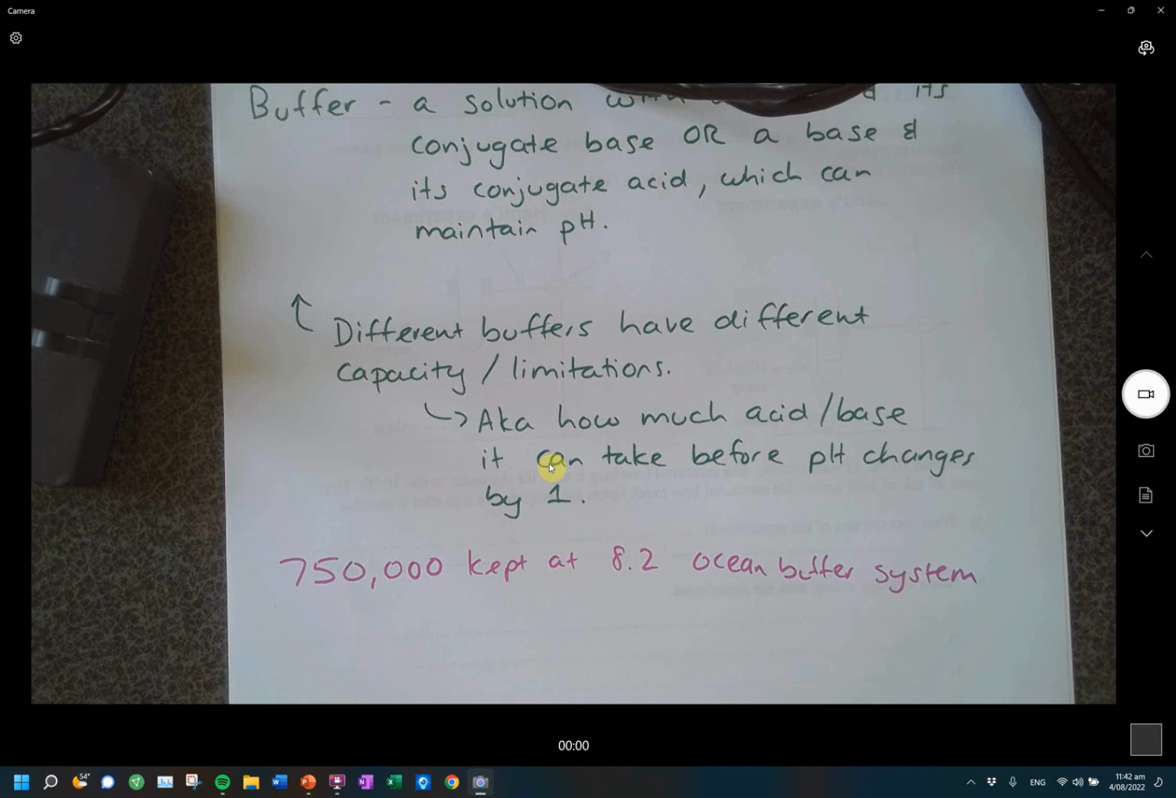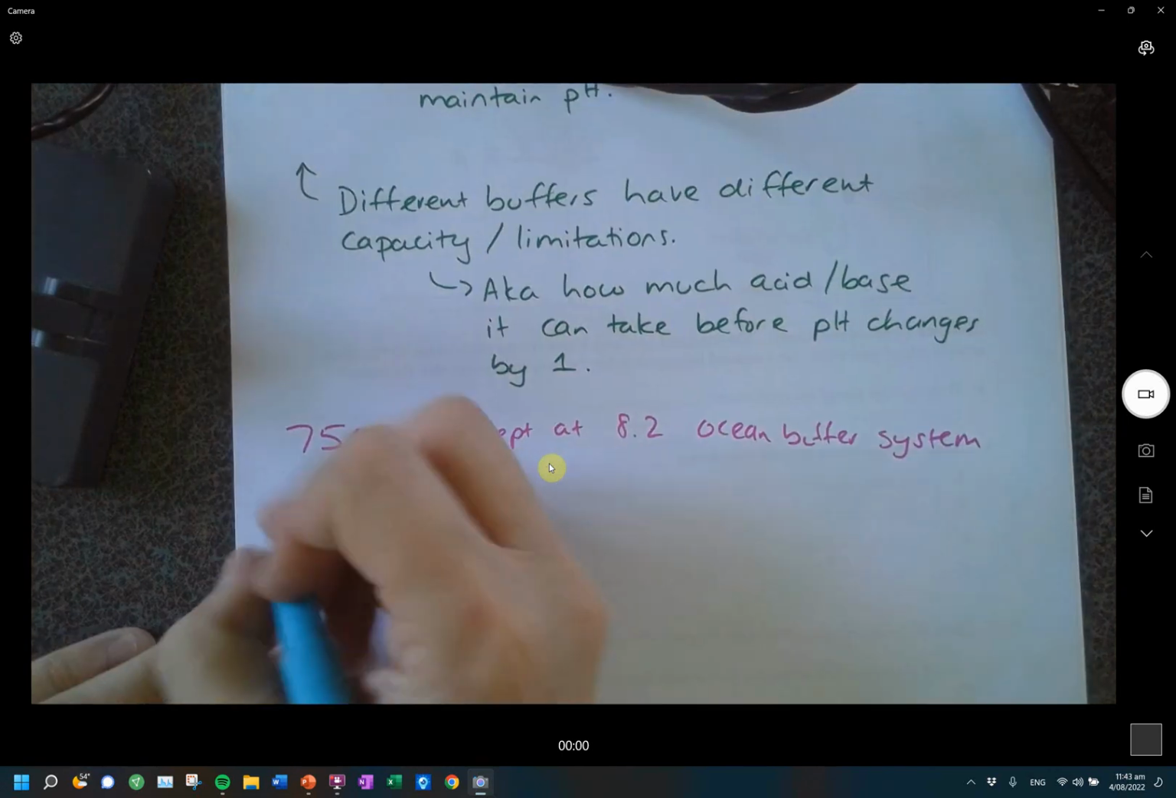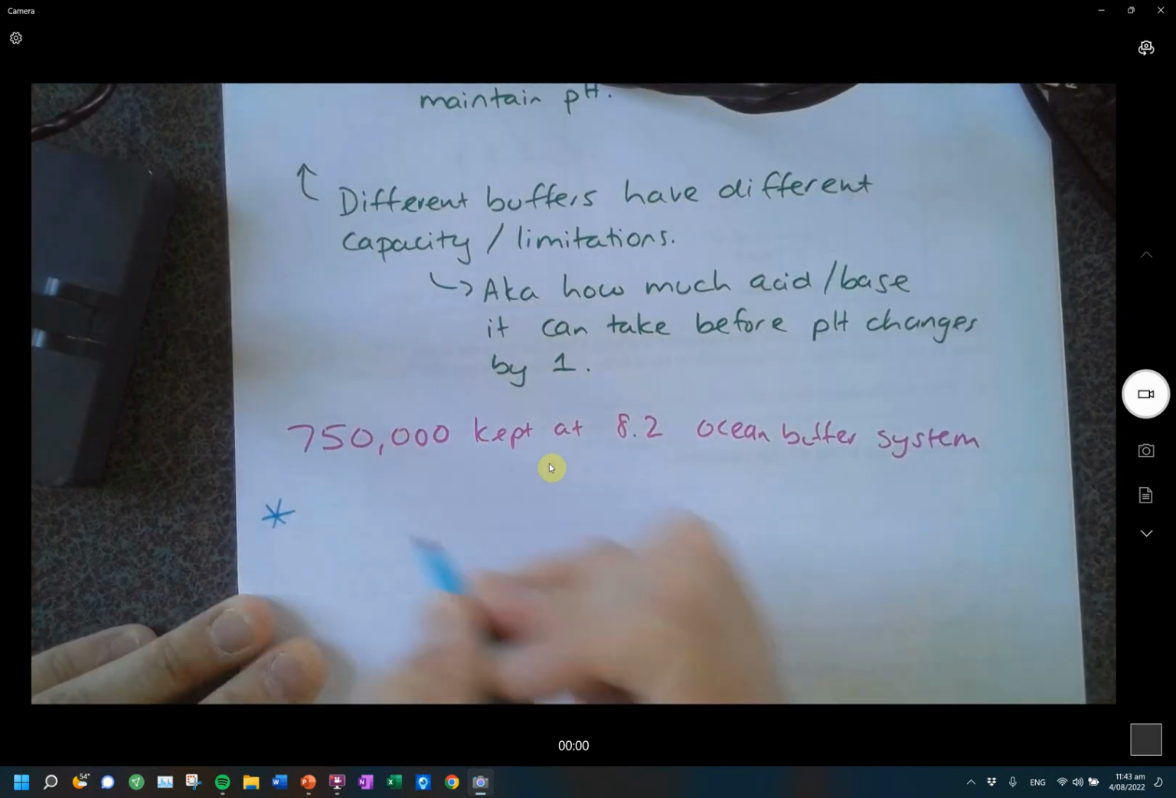Now, there are several problems and several things to think about when we are considering buffers and climate change and how climate change affects what's going on. One important thing to remember about buffers is that when they become diluted, the pH doesn't change, but their capacity to take on more acids and bases decreases. So I'll write that down. I'll put a little star next to it.